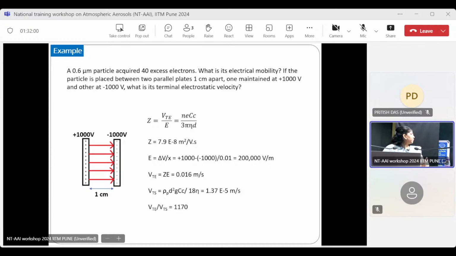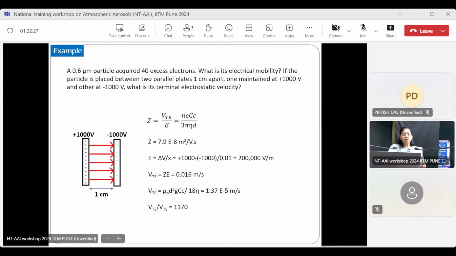So if we calculate Z, which is our electrical mobility, from there we can find the terminal velocity as we saw in the previous slide. It will come out around 0.016 meter per second. And when we calculate the settling velocity, the ratio between the two is roughly 1000. So that means the electrical velocity is 1000 times larger than the settling velocity due to gravity.